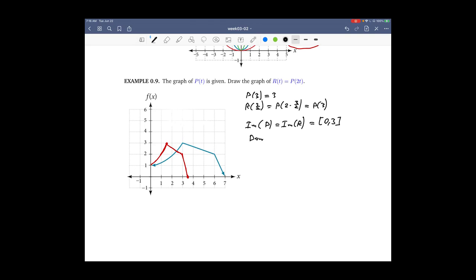Domain of P is 0, 7, whereas the domain of R is half that interval, 0, 7 halves. So again, if you think about this in terms of speed, I think it'll make perfect sense. The red graph is the twice sped up version of the blue graph.